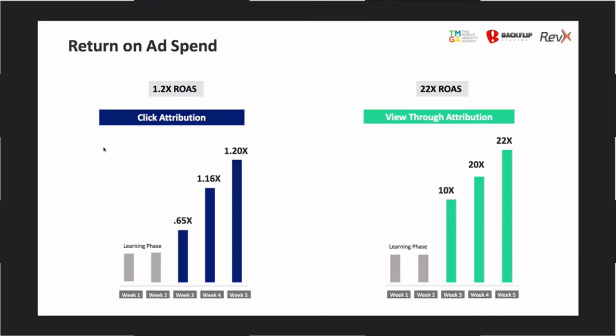We started with a 10x ROI on view-through-based attribution, and over a period of 5 weeks, the ROI went to 22x. So whether you look at view-through attribution for your marketing or not, it's always good to look at the impact on your campaign performance, both for click-through-based as well as view-through-based attribution.